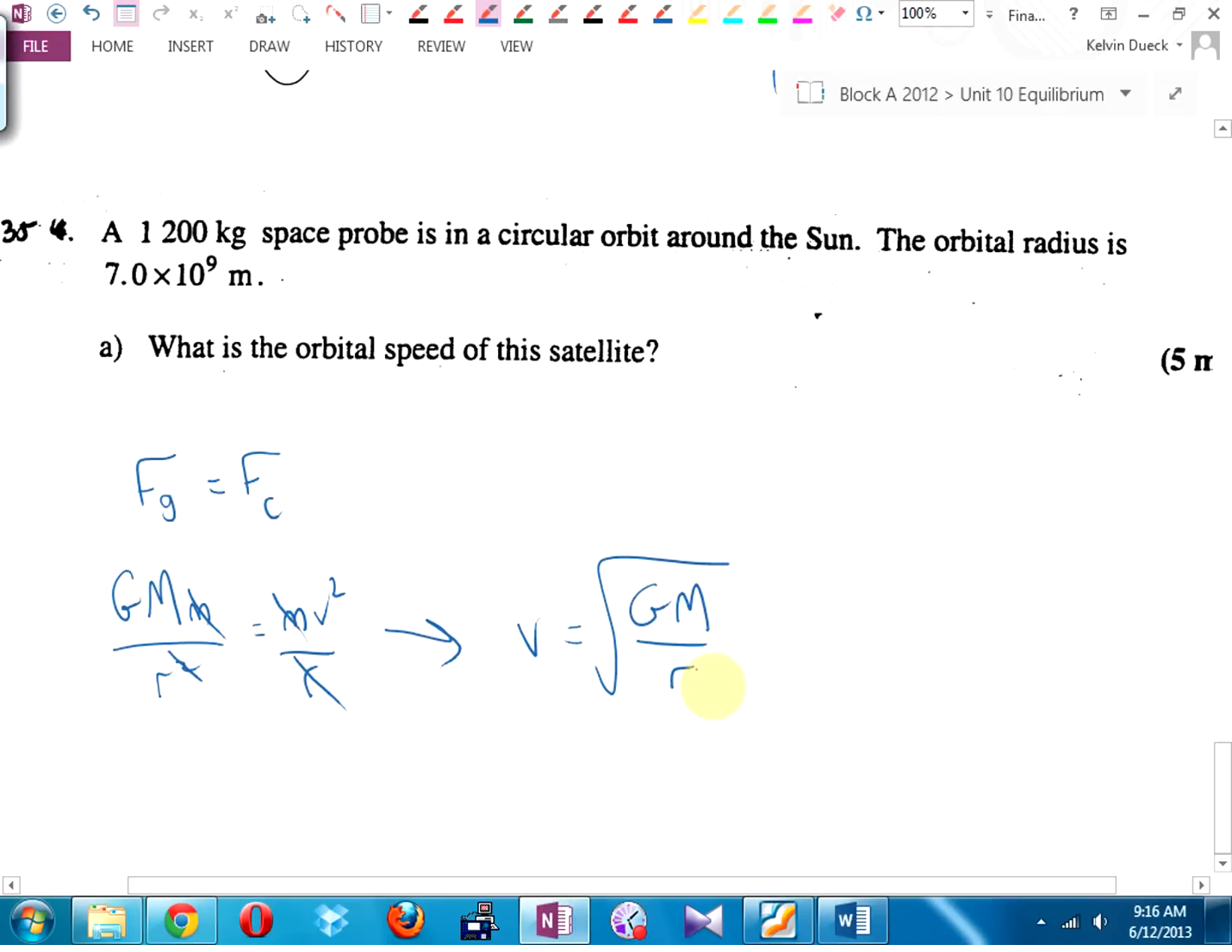Let's see. It's the sun. What's the mass of the sun? Good. You know that it's somewhere on your formula sheet. Excellent. Big G is 6.67. Let's practice typing this in. So this is 6.67 times 10 to the negative 11. What is the mass of the sun? I just know it's big.